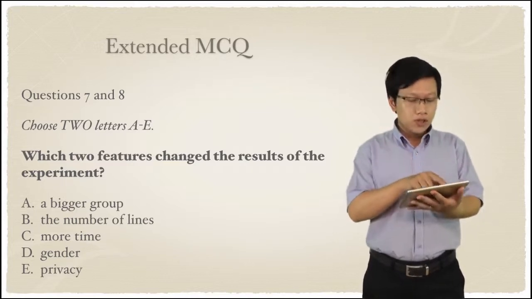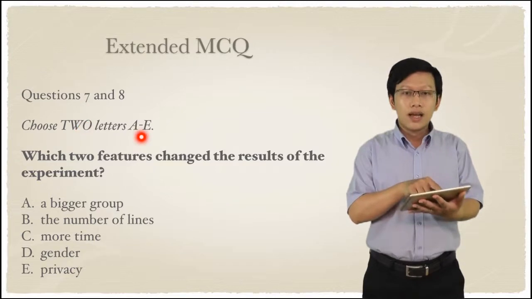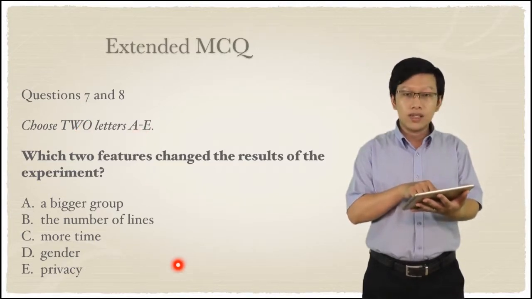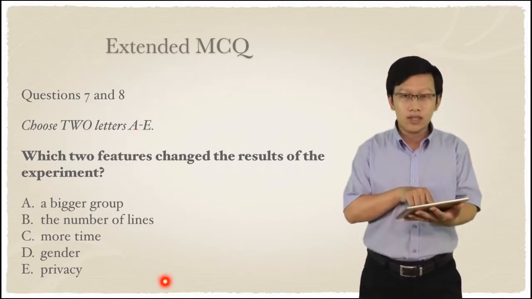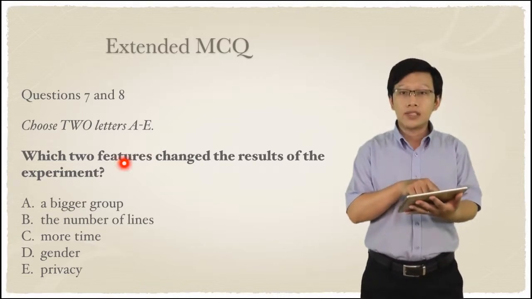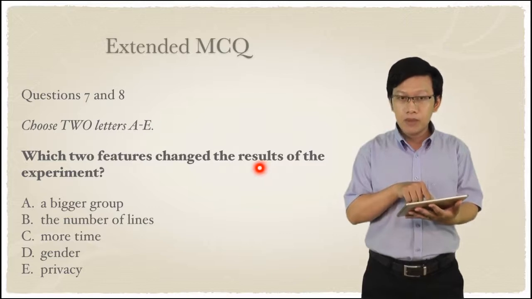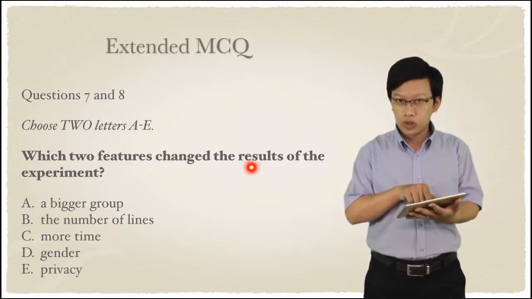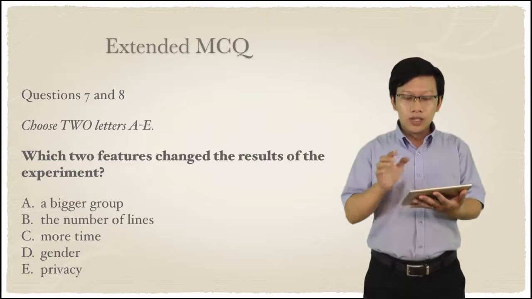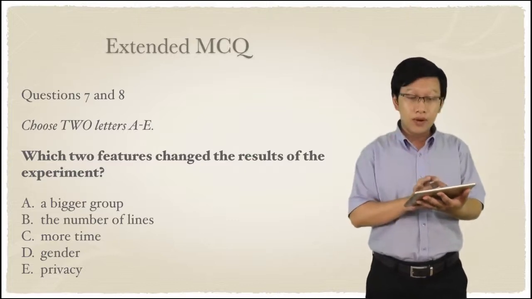You will choose two answers, A to E, any one of these, and write them in any order on your answer sheet. Which two factors change the results of the experiment? Remember, change the results, okay? Now, if we listen attentively, we're going to be able to find out the answer to this.